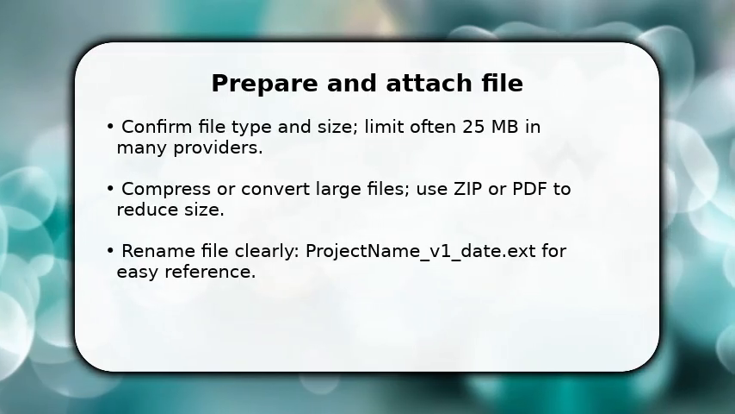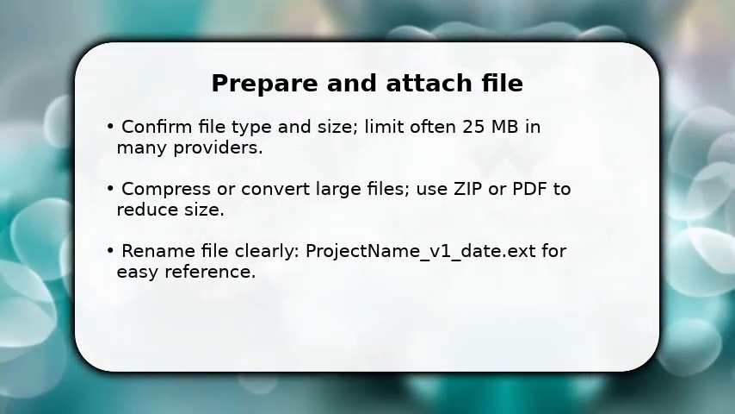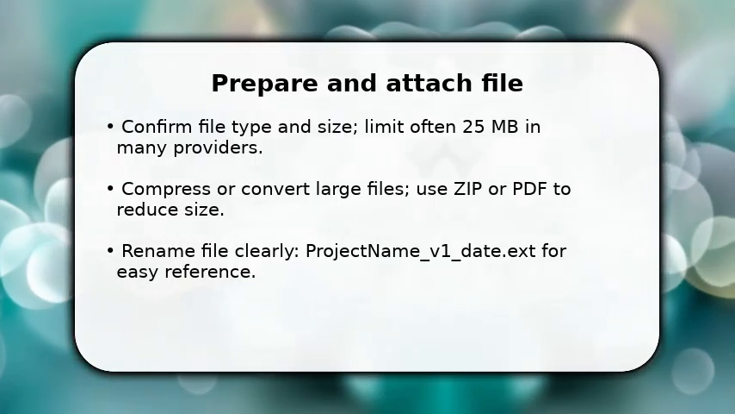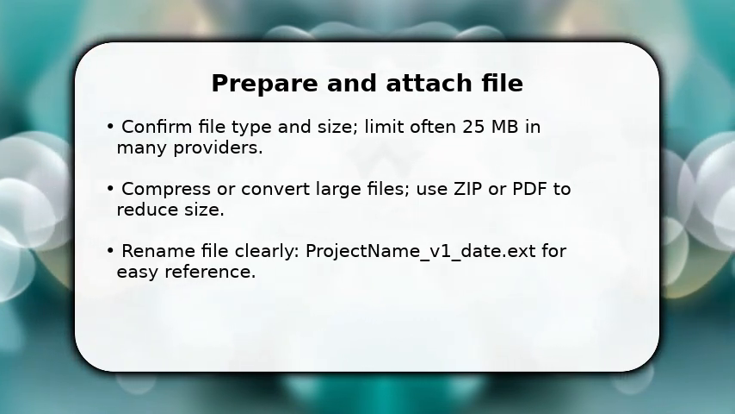Next, open your Email Compose window and choose Attach or Insert. Select the file from your folder. Once attached, confirm the preview or icon appears. This ensures the file was added before you continue composing.